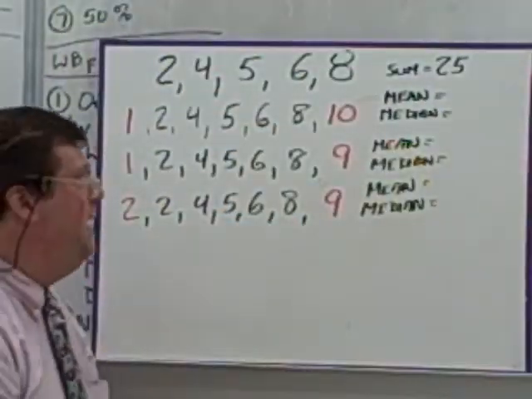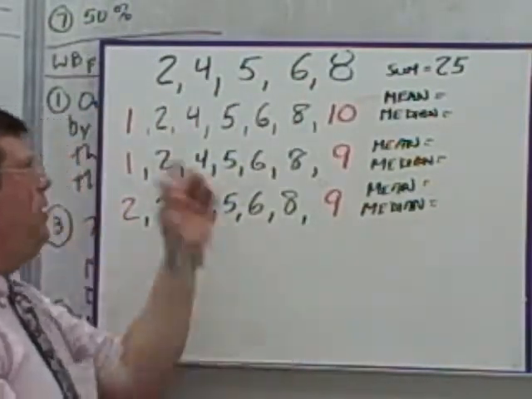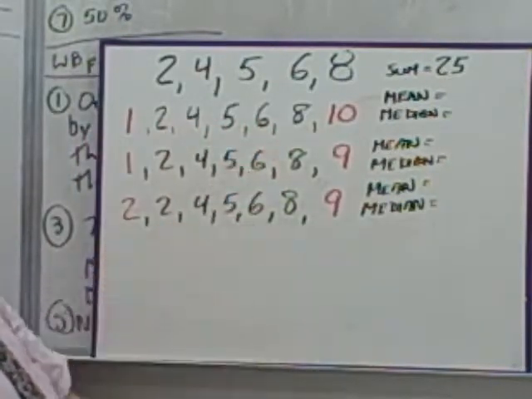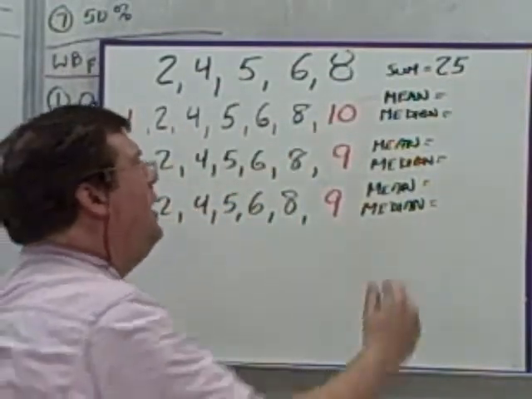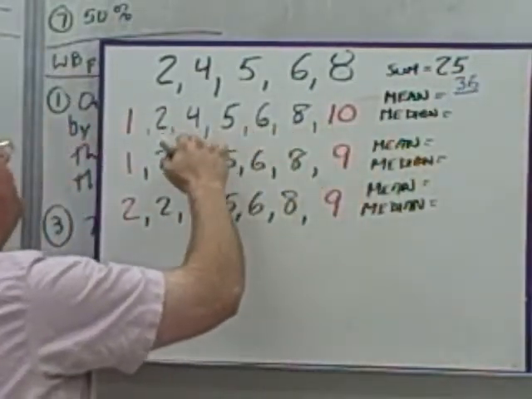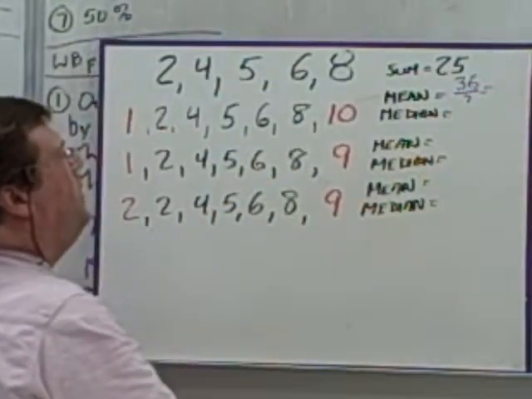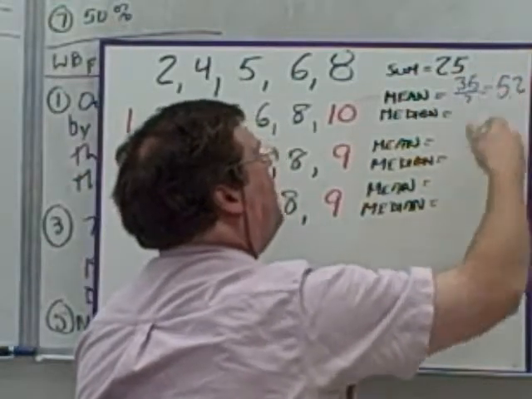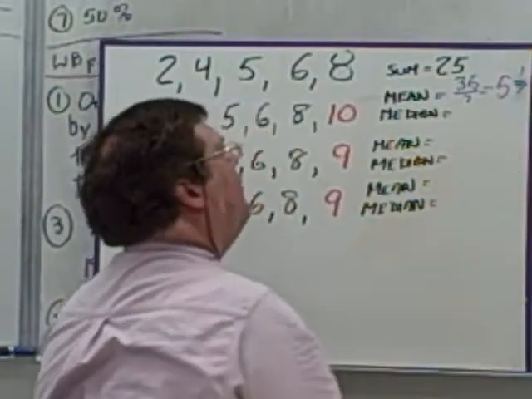Let's take a closer look at mean. Here we have the set of data, 2, 4, 5, 6, 8. The sum of them is still 25. Now I'm going to add a number to the beginning and the end. I've added a 1 and a 10, that's a total of 11, which means that I've actually got 36 out of 1, 2, 3, 4, 5, 6, 7. Which means my average is 5.2, or 5 and 1/7. We'll write it like that, 5 and 1/7.